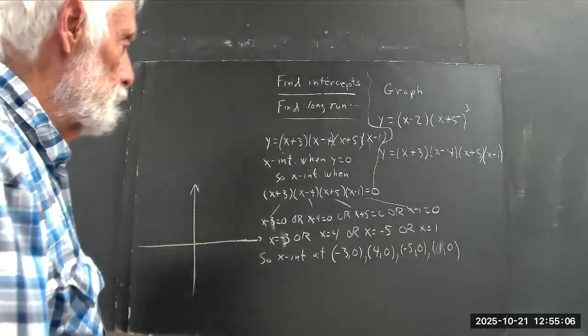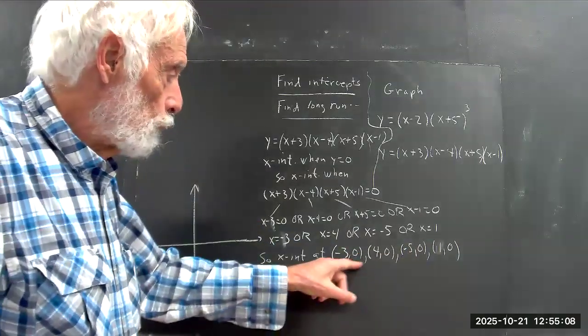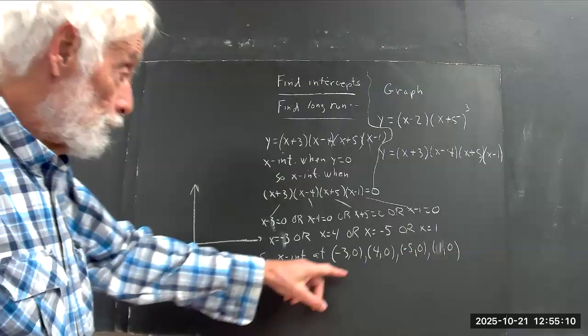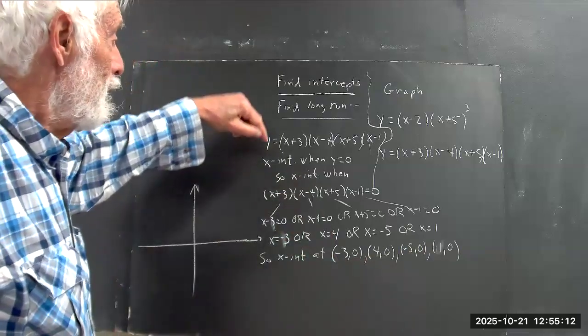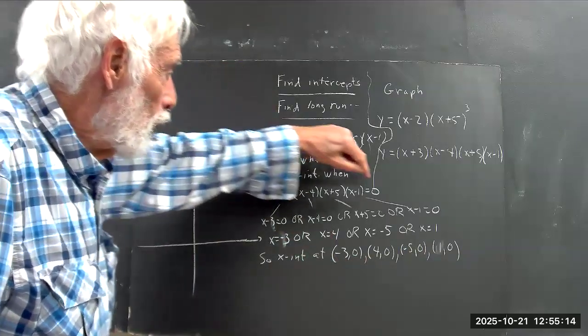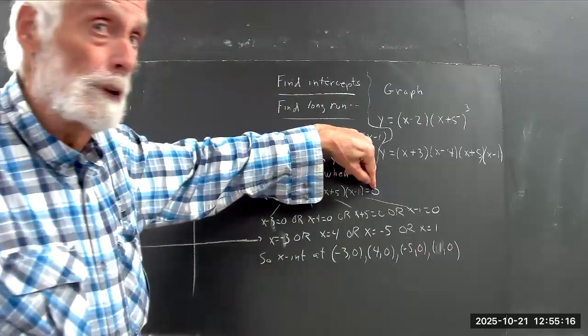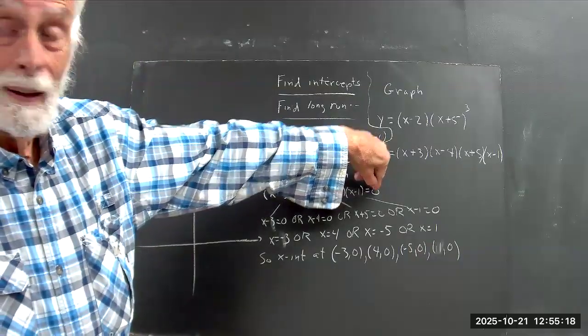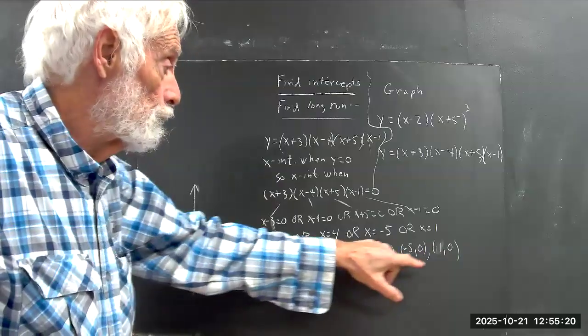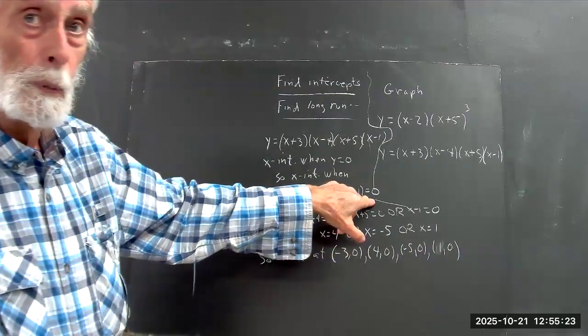So your x-intercepts are at these points. Why is y 0? Why is the second coordinate 0? Because we let y equal 0 in order to get this equation. These are the points that we get when we assume that y equals 0.